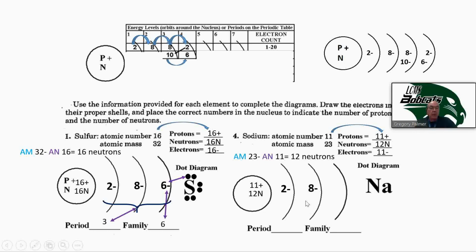So we do need 8 more. 2 plus 8 is only 10. We're trying to get to 11. So we look at the chart, and the third energy level can have up to 8, because that's where we go next. And we only need 1, so there's plenty of room for it. We put it on, and we're done.